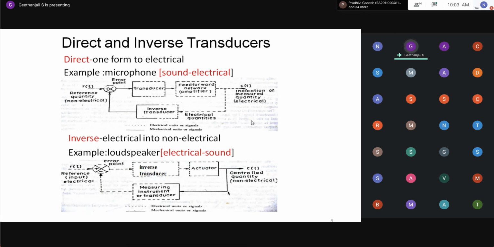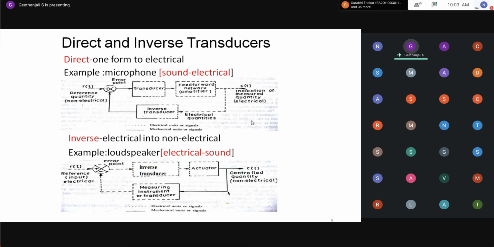The next one is the direct and inverse transducers. Direct means one form to electrical. An example of this type of direct transducer is the microphone. Here the sound is converted into an electrical quantity. By using this diagram, the sound is converted into electrical.